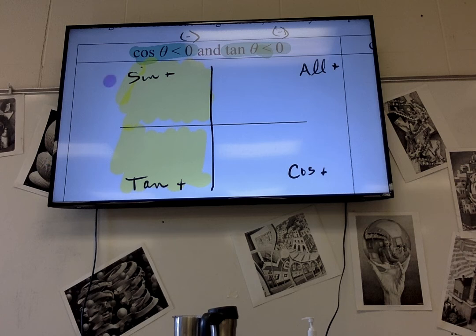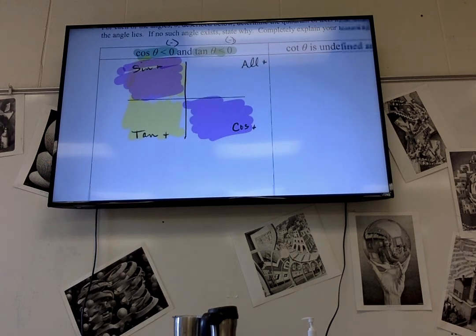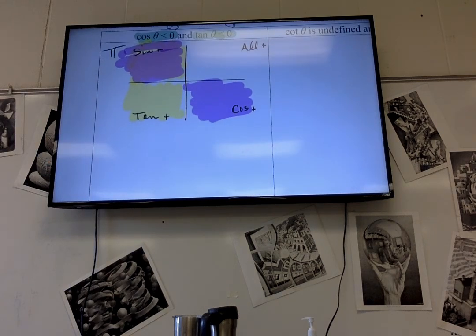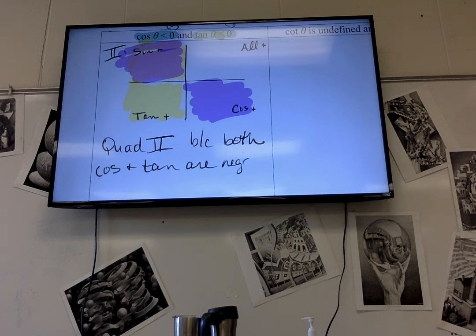So that would be 2 and 4. And those two overlap in quadrant 2. So the answer is quadrant 2 because both cosine and tangent are negative in that quadrant.